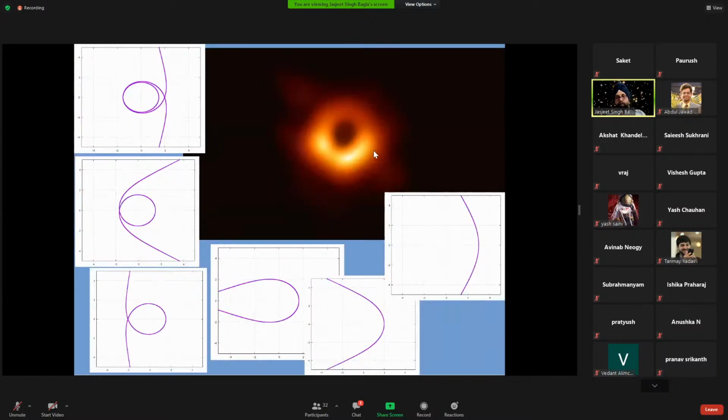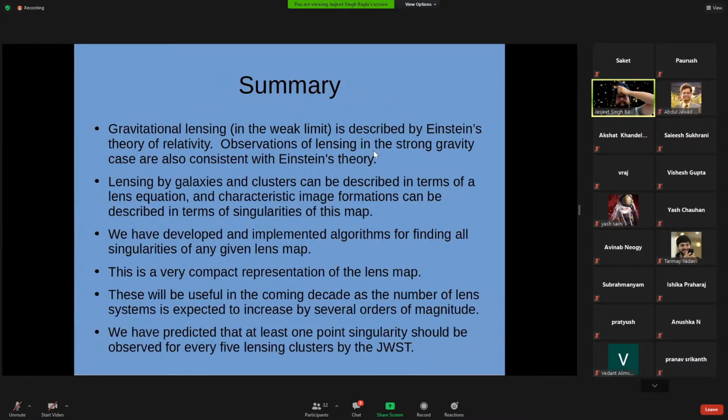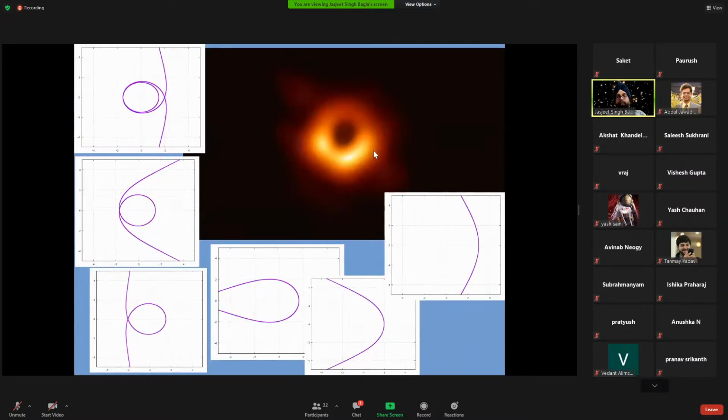In our own work, what we have done is to demonstrate, by analyzing mass maps of many clusters, that the point singularities which we are talking about, like the umbilic and the swallowtail, are fairly common. It's just that we need slightly more sensitivity than is normally available at present.